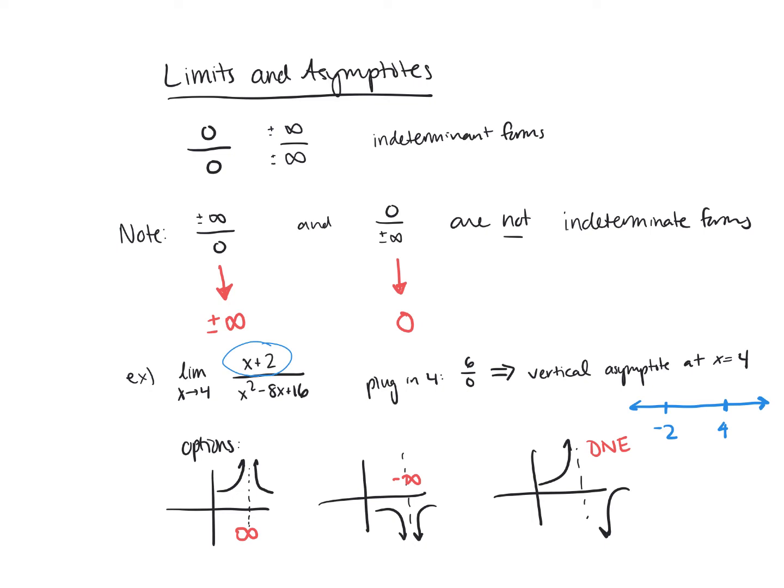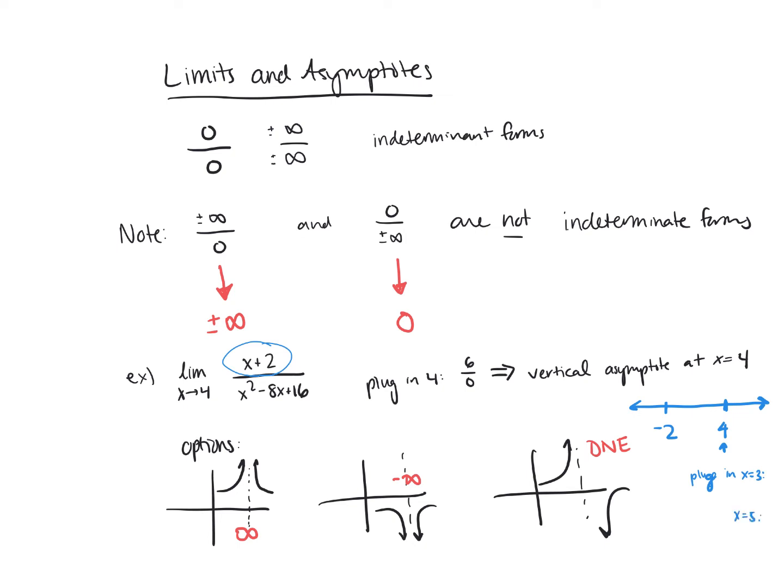So on one side of that, it could be positive. On the other side of that, it could be negative. And then I just pick a value from each interval and plug it into the function. So since I want to figure out what's happening on either side of 4, I'm going to plug in x equals 3 and x equals 5.